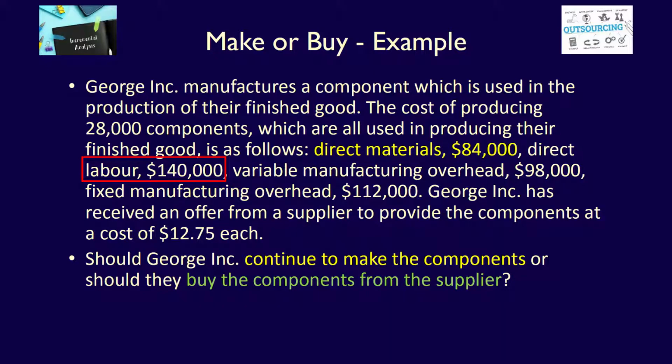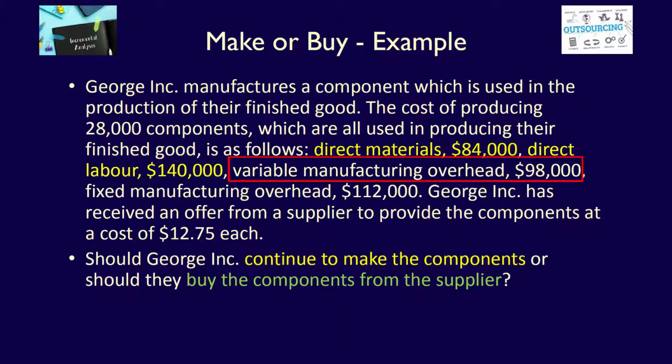The direct labor costs are also incurred to make the component, $140,000. If we buy the component from a supplier, we'll incur no direct labor costs. This cost changes between alternatives, and it's a future cost. So direct labor is relevant and is incurred if we make the component.